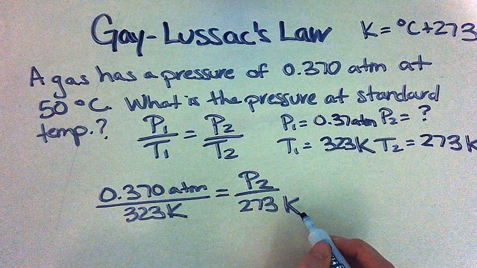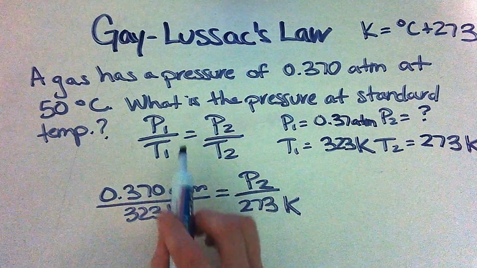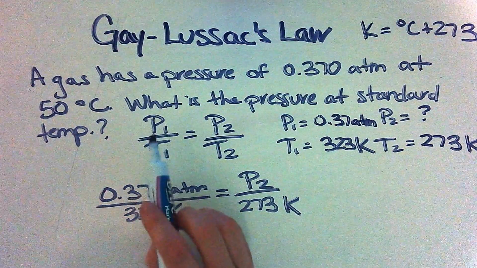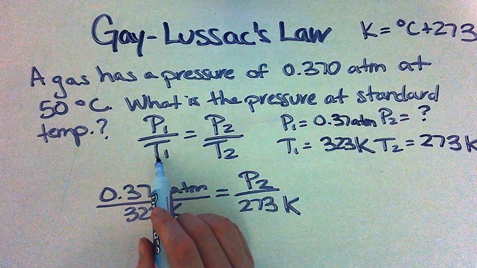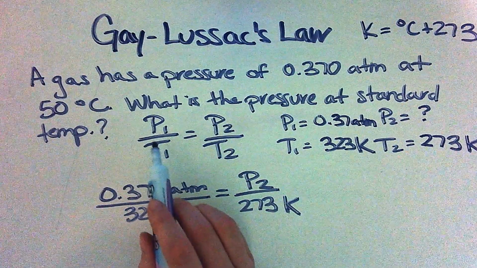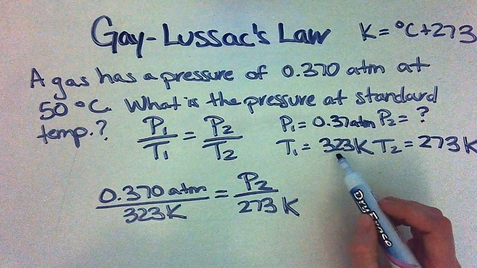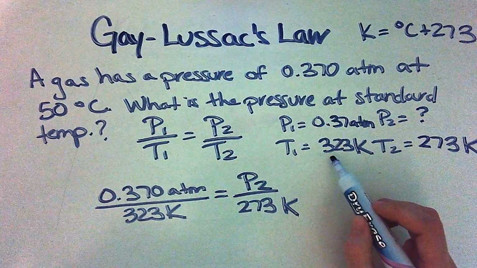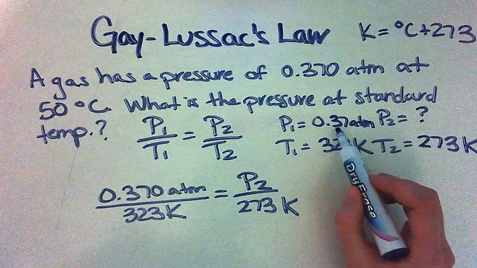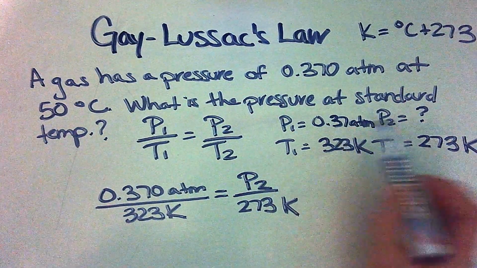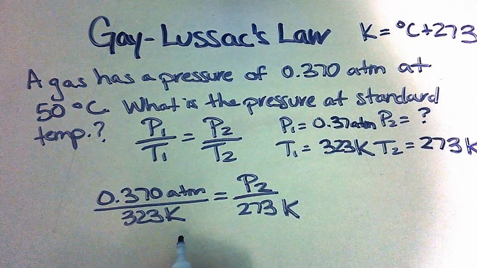Now, Gay-Lussac's law is directly proportional. So the relationship between pressure and temperature is directly proportional. So that means that if one is increased or decreased, the same thing happens with the other variable. So I'm going to hypothesize that if we decrease our temperature, that our pressure will also decrease. So now what I'm going to do is solve for my variable.